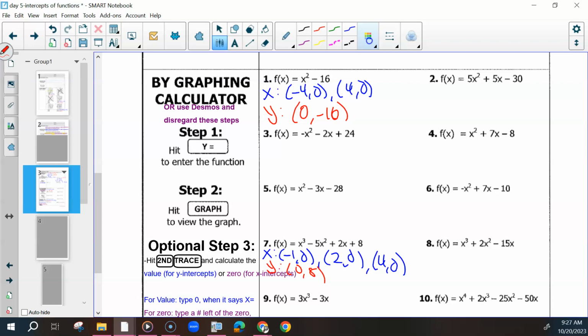So then for the rest of class, I want you to work on numbers 2 through 10, the rest of those, finding the intercepts using either Desmos or the calculator. You can work together, you can move around. Once you have finished all 10, you can put your iPad and calculator away. But finish all 10 first.